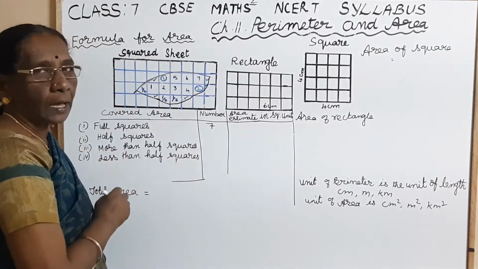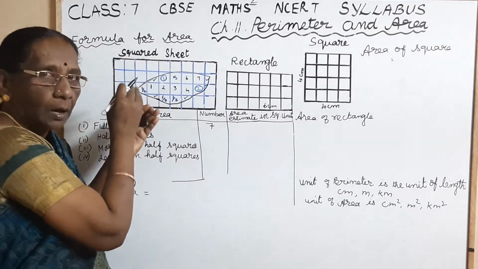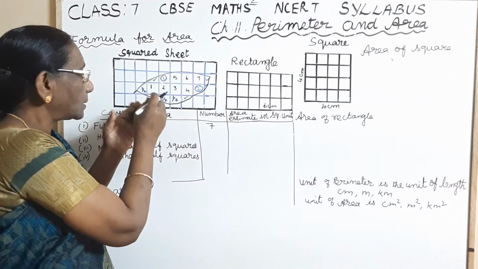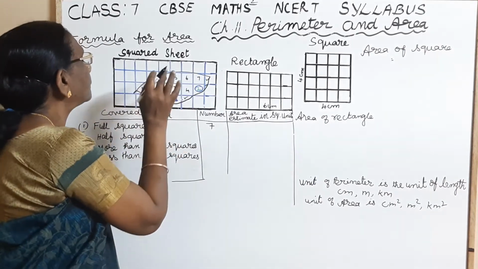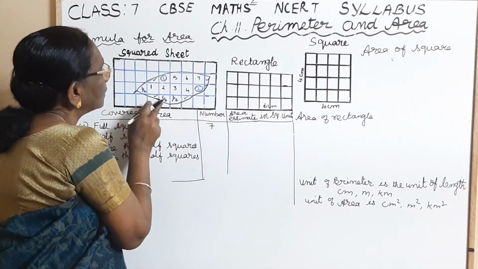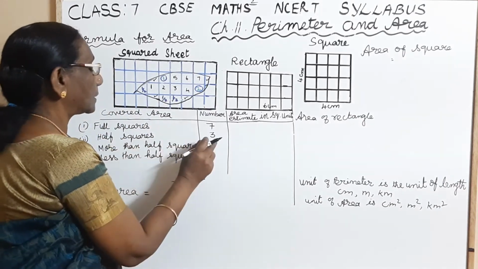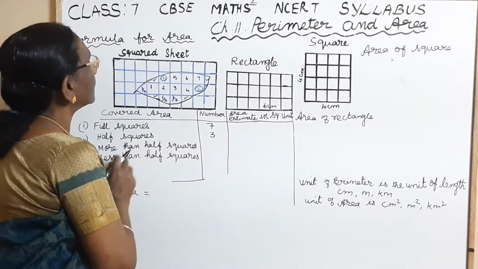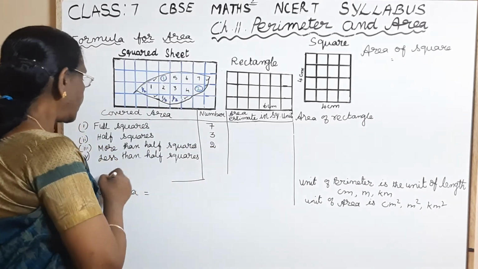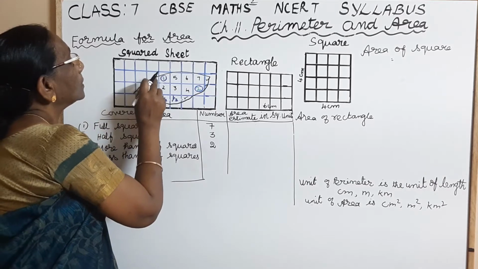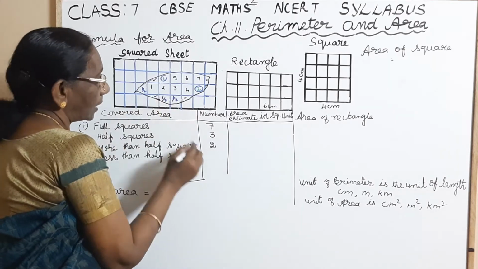Next, let us count the half squares, because this closed figure contains some full squares, some half squares, and some squares which are more than half and less than half also. Now half squares. This is a half square. 1, 2, 3. So half squares is 3. Next, more than half squares. 1, 2. Next, less than half. This one 2, this one 3, and this one 4, this one 5.